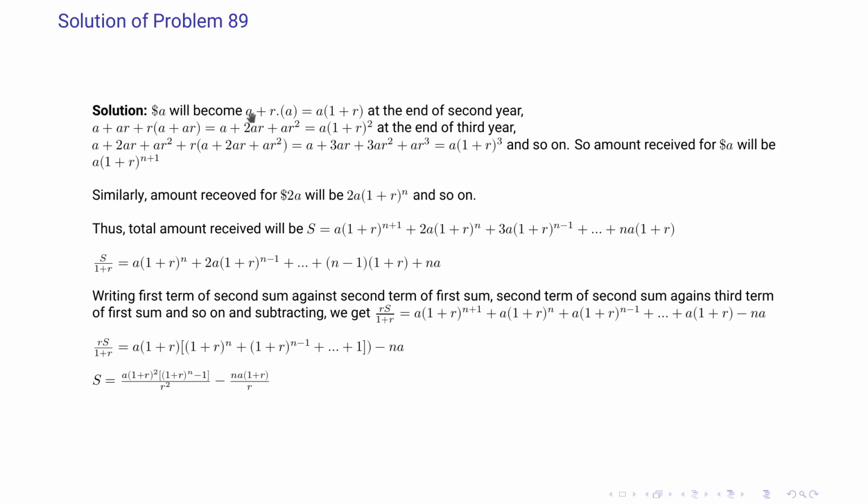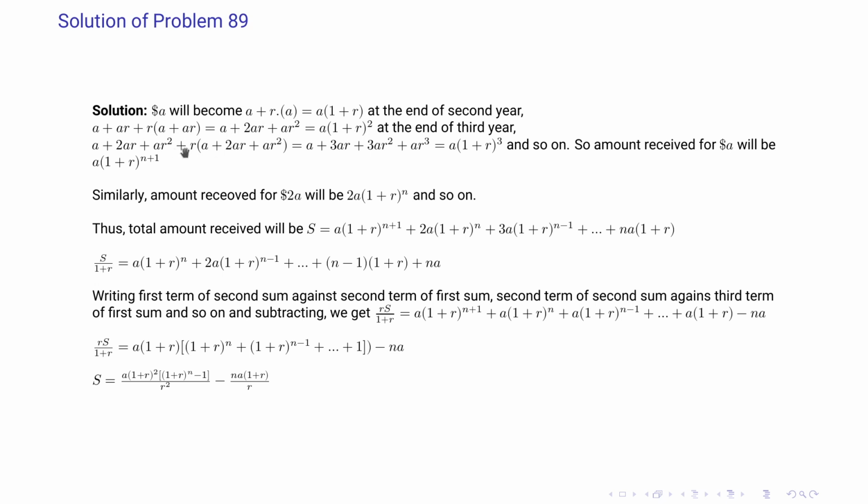$A will become A plus R into A, that is A into (1 plus R), at the end of second year, because this amount is invested at the end of first year. And then at the end of third year, this amount will become (A plus AR), which is at the beginning of third year, multiplied with (1 plus r), into (a plus ar), which is a plus 2ar plus ar square, which can be written as a into (1 plus r) whole square.